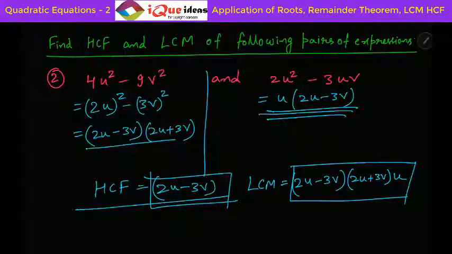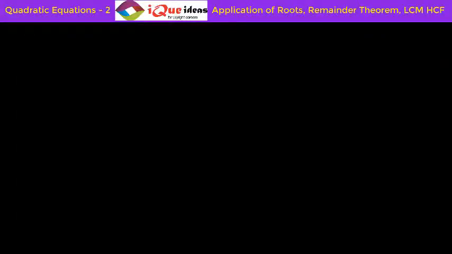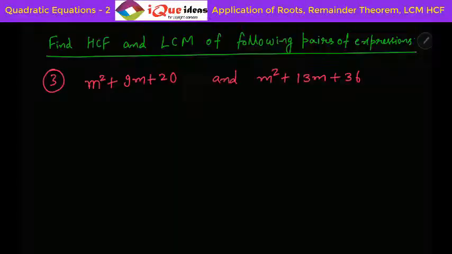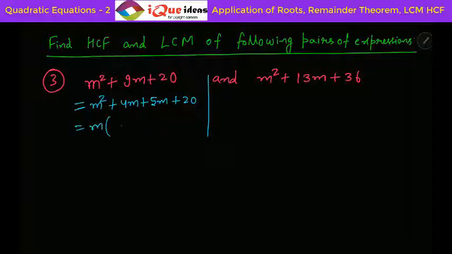Alright. Let's take one more example. Now in this third question, we have m square plus 9m plus 20 and m square plus 13m plus 36. We have to find HCF and LCM. So first step, factorize. Here it is 1 into 20. 20 is 4 into 5. 4 plus 5 is 9. So it is m square plus 4m plus 5m plus 20. Right? So this gives us m common, m plus 4. And then 5 common, m plus 4. Alright. So it is (m plus 4) into (m plus 5).